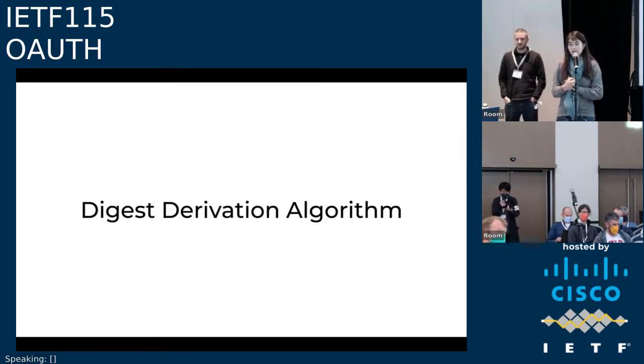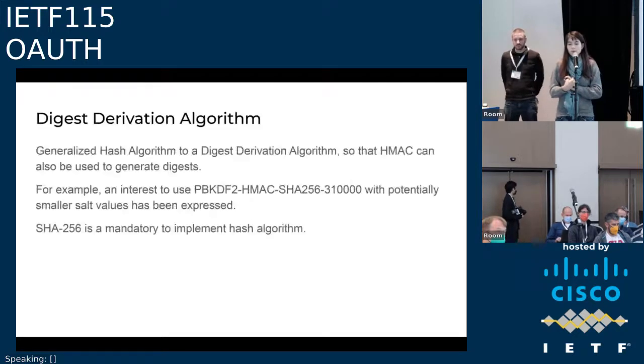So we also received feedback that in the original individual draft, we only supported basic hashing algorithms, but some people wanted to use HMAC or do something a bit fancier. For example, using really advanced cryptography with really, really small salt values, but achieving the same level of security as a really complex hashing algorithm.